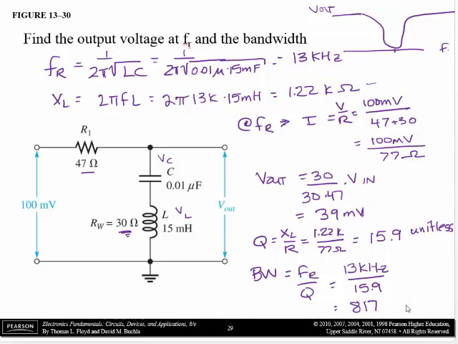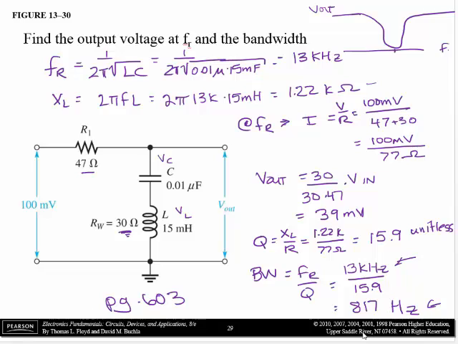So let me point out a little typo in your book. This example is on page 603. Your book messed up there and didn't put 13 kHz in there. They put the totally wrong number right there. They put 1.22 k ohms, which was the XL value there, but then they put the right answer here, so this was a typo in your book. Book error. So it should be 13 kHz right there.